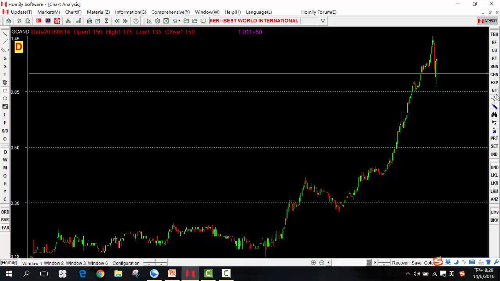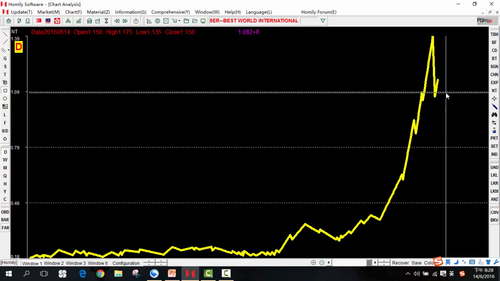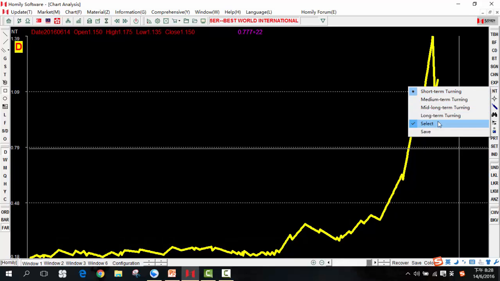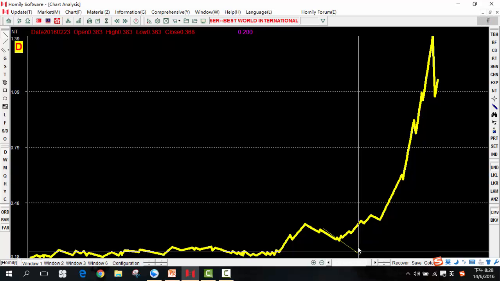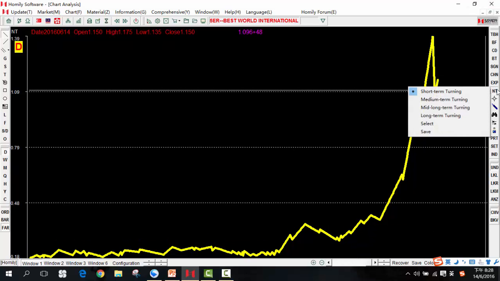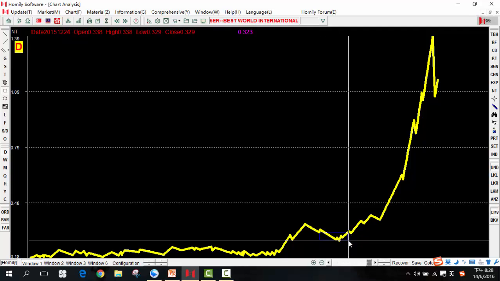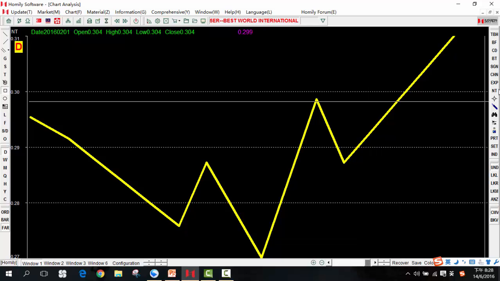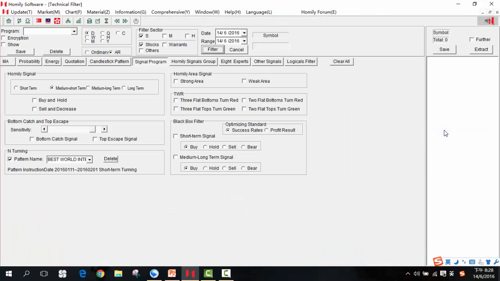Then we can click NT, click short-term turning. We want to find the pattern like this. Then we can click NT, click select. Then we can click this one. Click select. This one, okay? Then we can click NT, click select again. So we can see here, this is the pattern name. It's called best word. This is the stocks. Then we can click filter. See whether we can filter some stocks or not. Can or not? Yes, can, right?